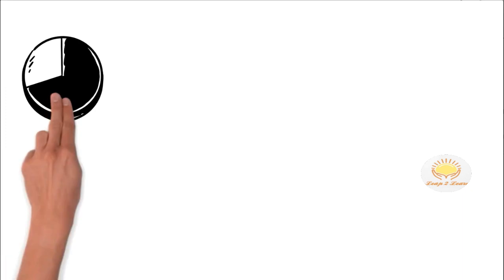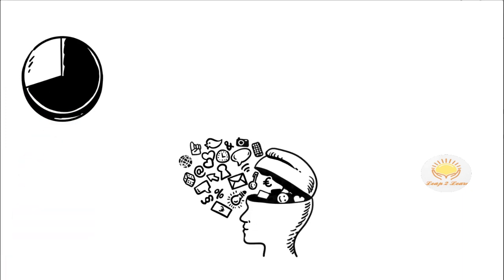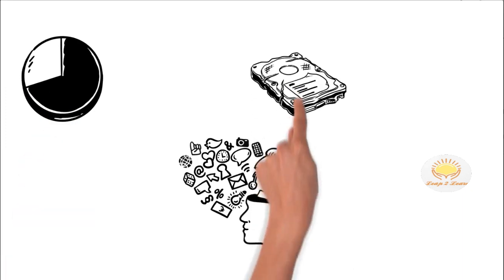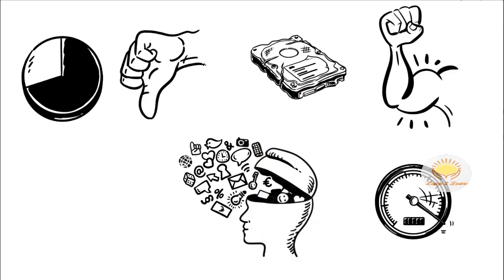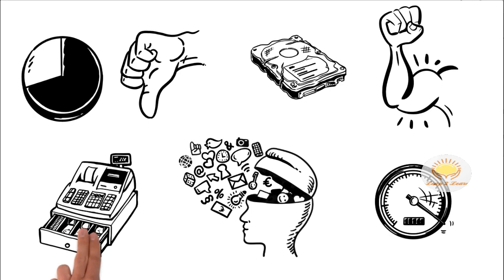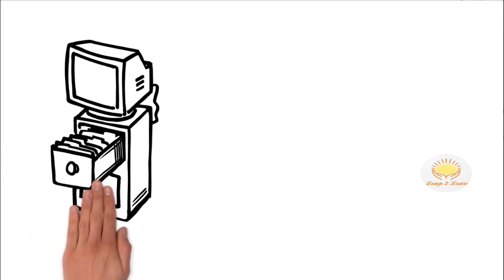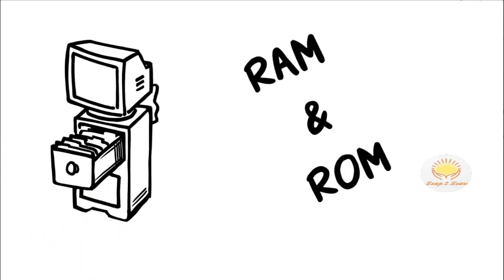Every computer has certain amount of memory, usually referred to as the main memory. Advantage is very fast and disadvantage is it is costly and limited. The best example of our internal memory is RAM and ROM.